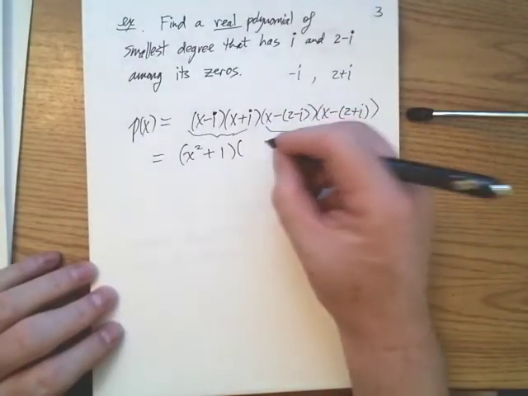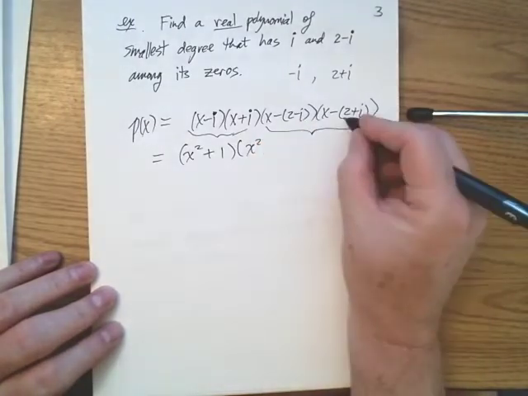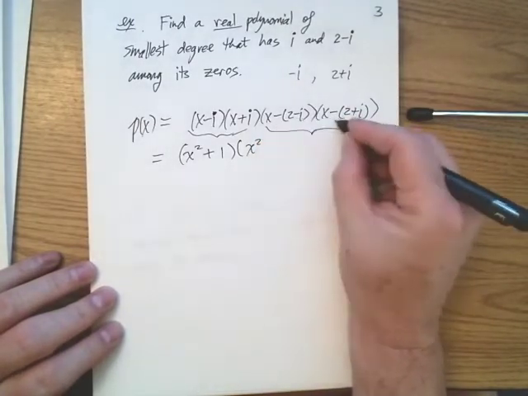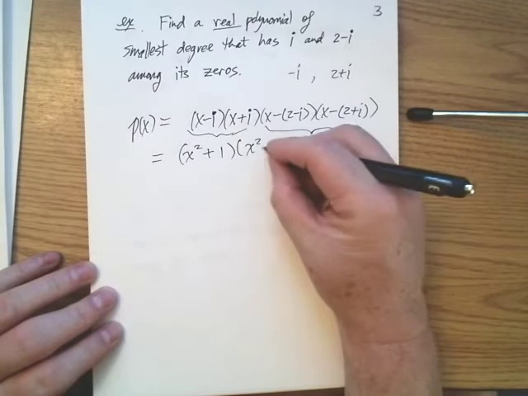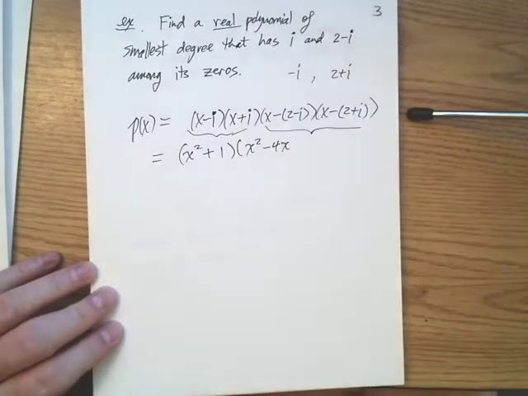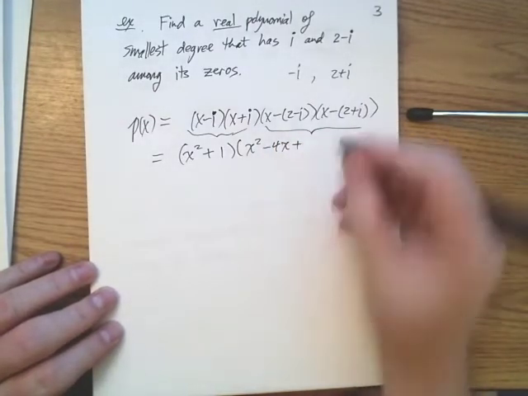How about these ones? I get x squared, and then I would get what? Minus 2x, right? And another minus 2x. The i parts cancel out. So that's minus 4x. And it's always going to be plus.